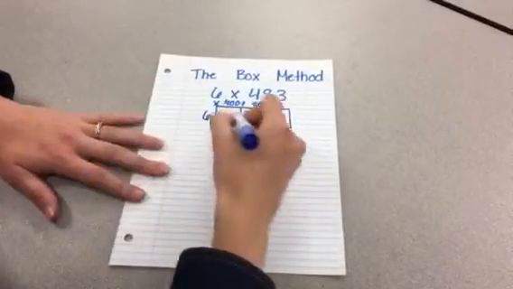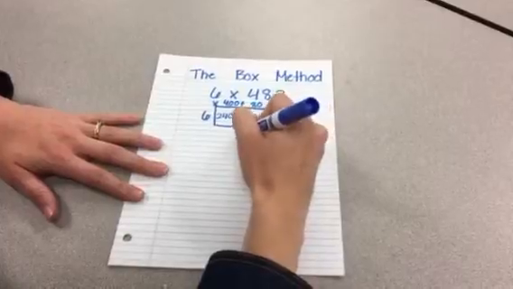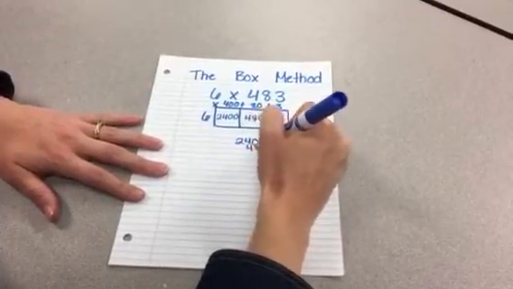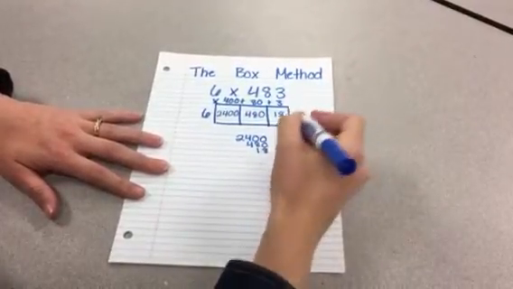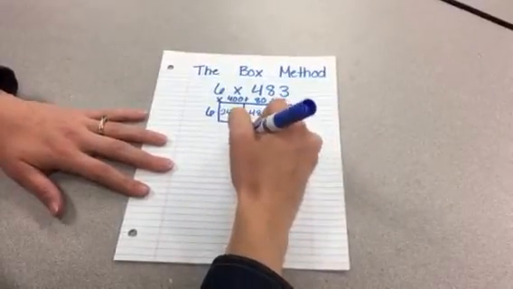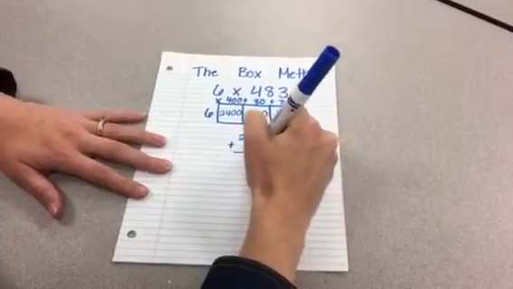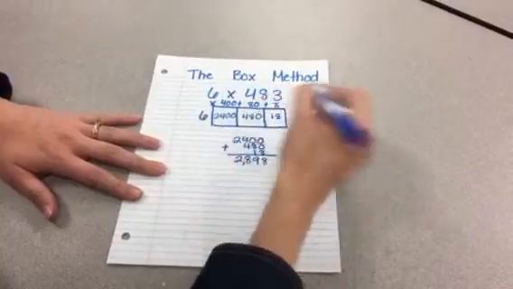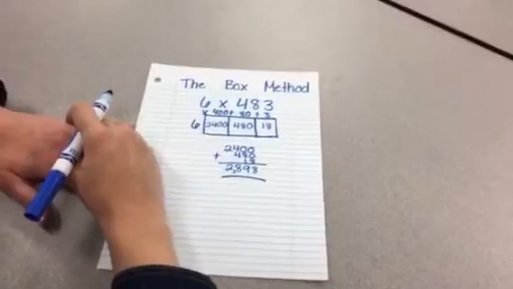Now all I have to do is add the 3 different products that I got. So that's 2400 plus 480 plus 18. Now I told the kids the tricky part about this is making sure that all your place values are lined up when you're adding, because that's when we get into trouble sometimes. And then I'm going to go through and add. And 6 times 483 is 2,898. And that is the box method.